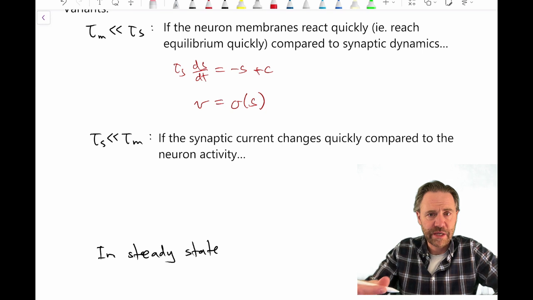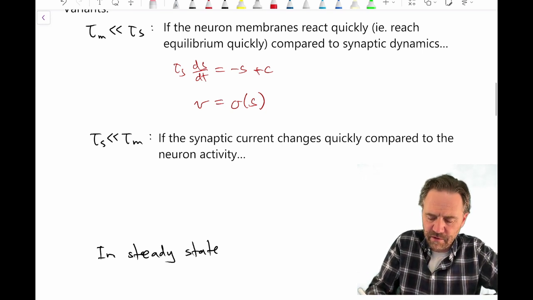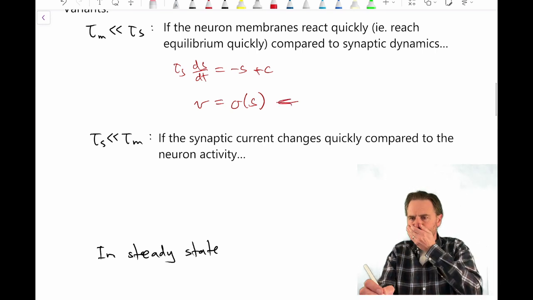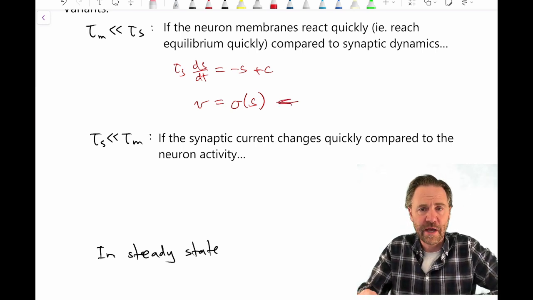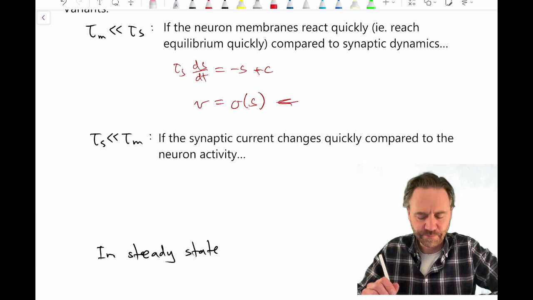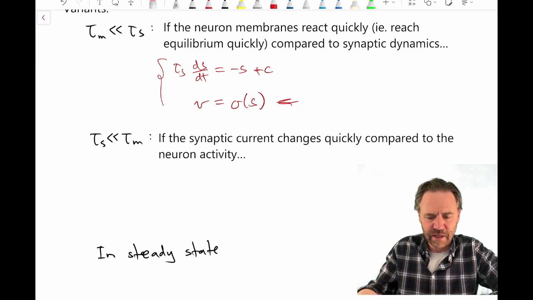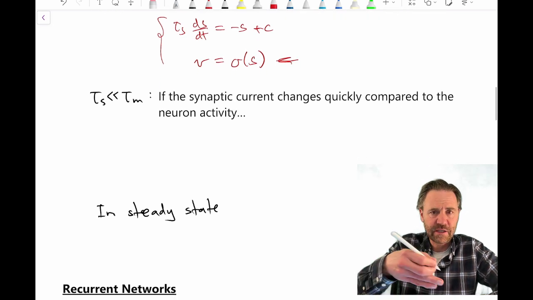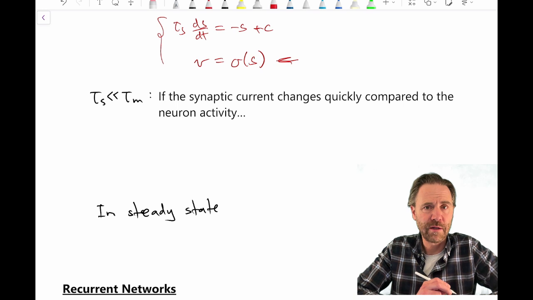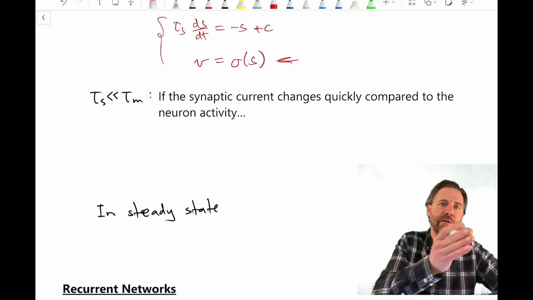So for the voltage equation, we can pretend that S is constant relative to V, because S changes so slowly. That's what I meant to say. I hope I made that relatively clear. I'll go through the same logic in the opposite case. Let's suppose the synaptic time constant is small, which means S goes to equilibrium really quickly and V slowly migrates.